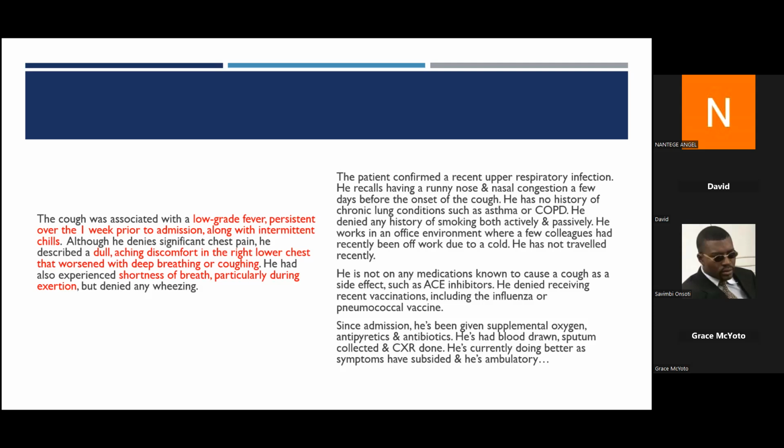Also, the sputum points towards the lung infection. And then here, he has had blood drawn, sputum collected, and a chest X-ray done. So that's what has been done for this patient. And then currently he's doing better as the symptoms have subsided, and he is ambulatory. He's moving about. So that's what an HPI would look like for the respiratory ward.